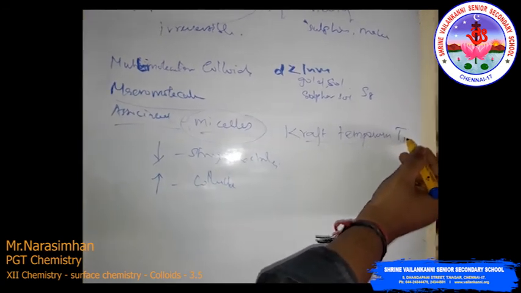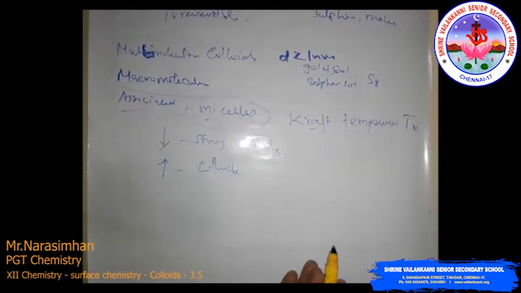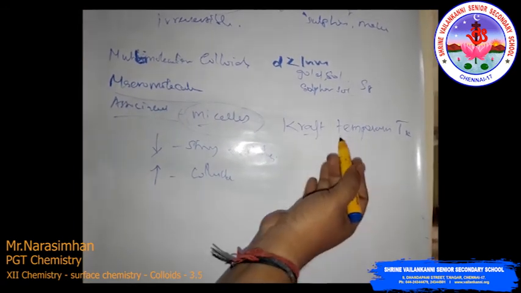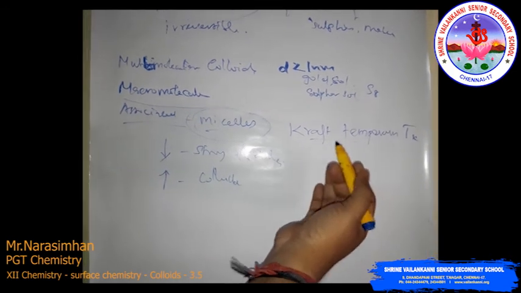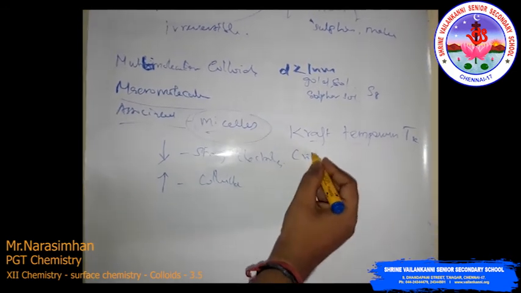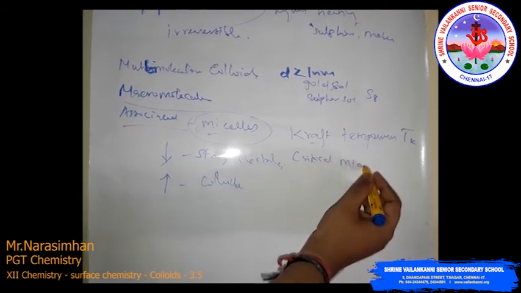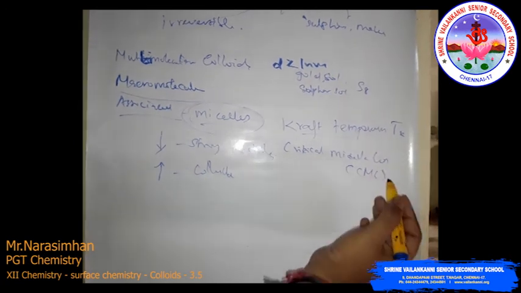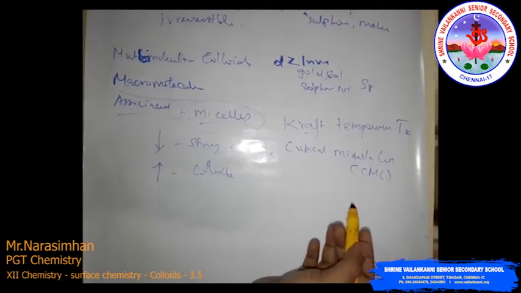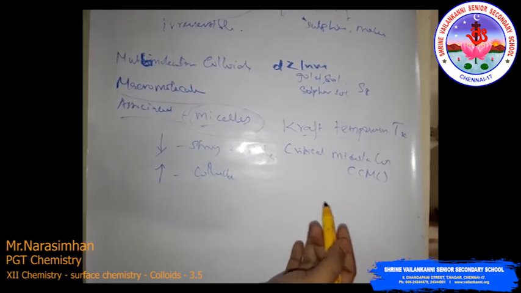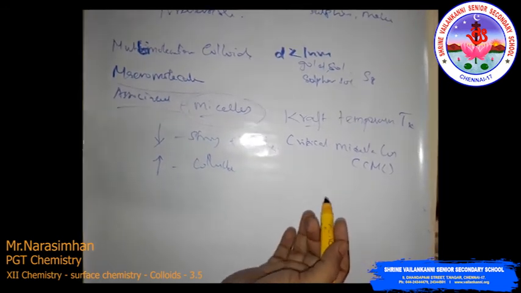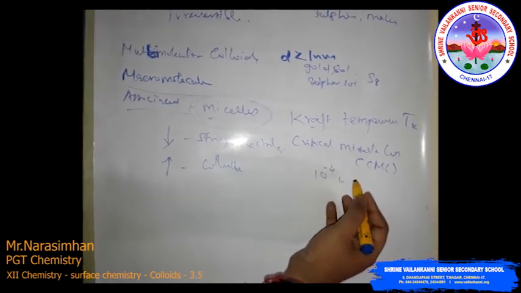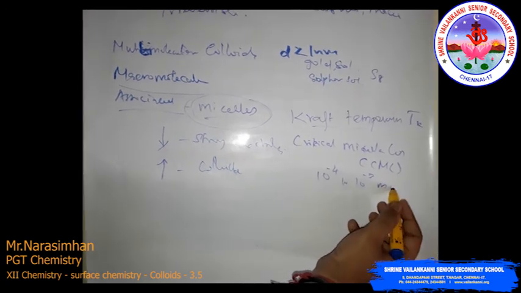And above a particular concentration, called the critical micelle concentration, simply denoted CMC. For synthetic detergents and soaps, the CMC, the critical micelle concentration, is 10 power minus 4 to 10 power minus 3 mole per liter.